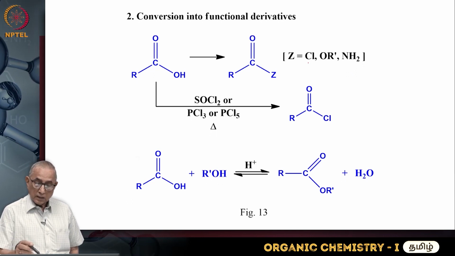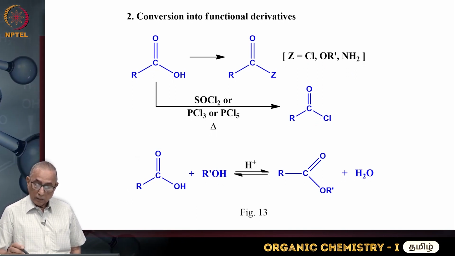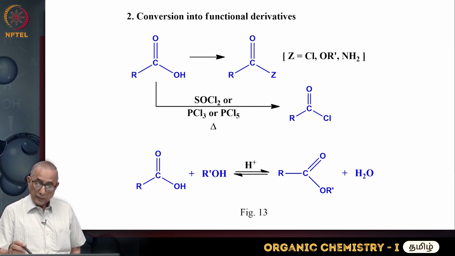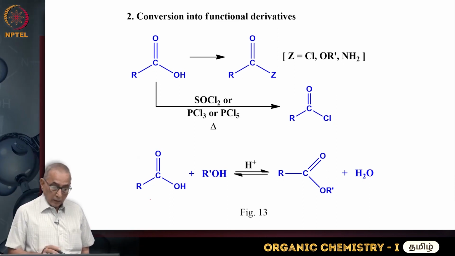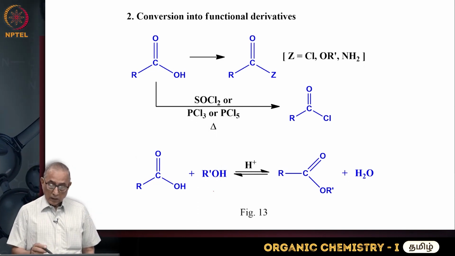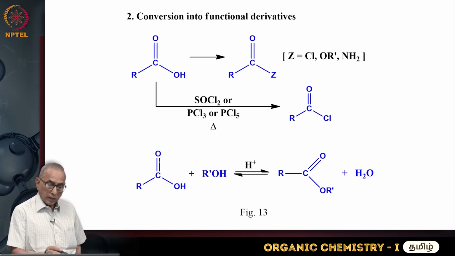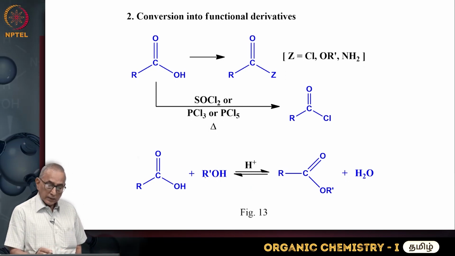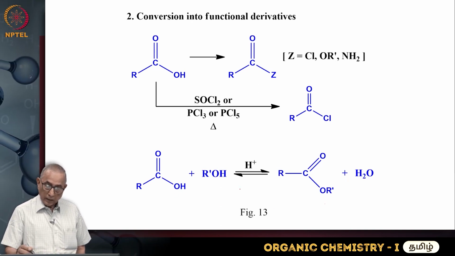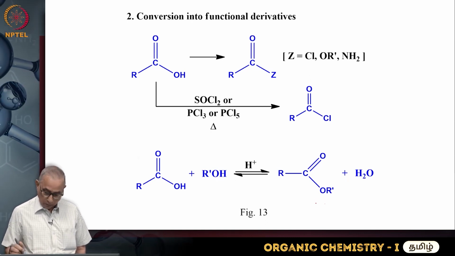First, where Z is Cl, this is the acyl halide. OR will be the ester. If you react with ammonia, you will get RCONH2, the amide. This is the ester compound. The ester can be prepared directly from carboxylic acid by reaction with alcohol in the presence of acid. This results in protonation of this oxygen. This attacks the carbon, then this OH goes out as water, and the OR prime group gets attached to this carbon. This is the ester group.